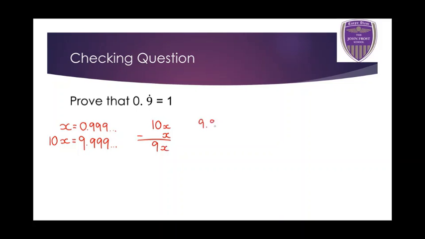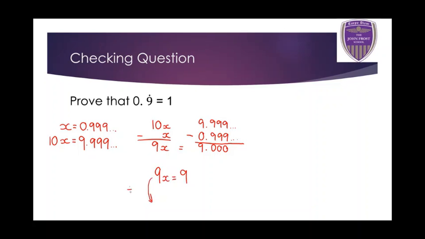10x was 9.999 recurring, and x was 0.999 recurring. If I take these away, 9 take away 9 is 0, 0, 0. 9 take away 0 is 9. So therefore, 9x is equal to 9.